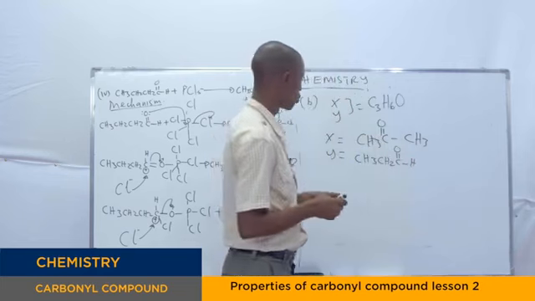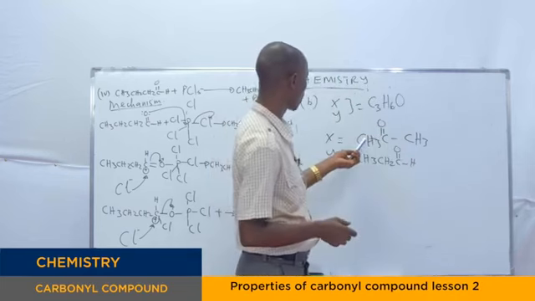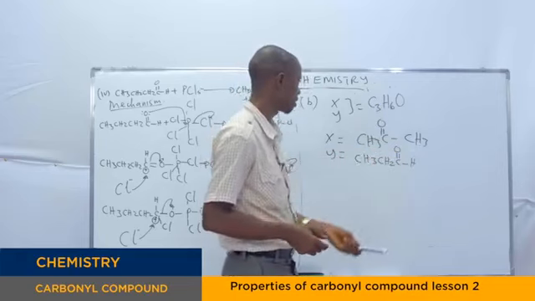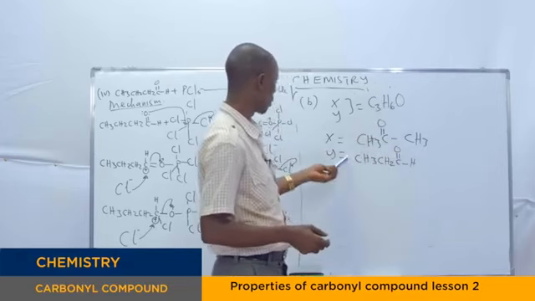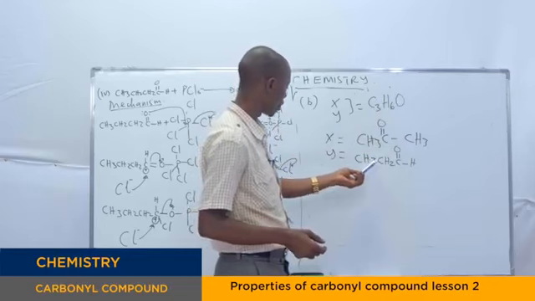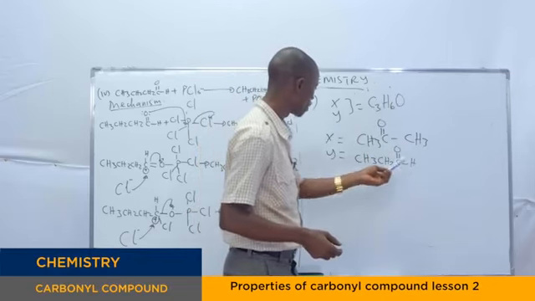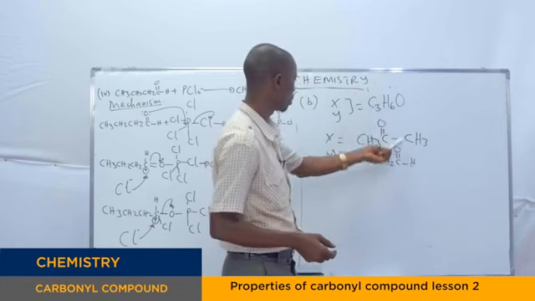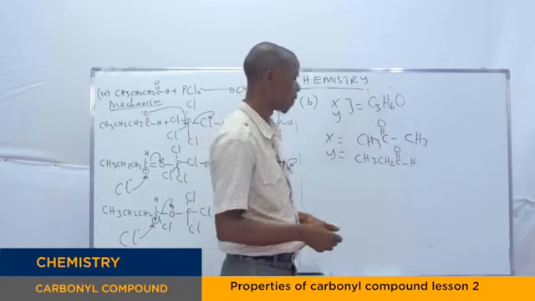aldehyde. So when you look, we are going to have 3 carbon atoms, 1, 2, 3, as required. Hydrogen atoms, 3 plus 3, 6, as required. Oxygen atom, that one. Even for Y, we are going to have 6 hydrogen atoms. Carbon, 1, 2, 3, as required. Oxygen, 1. So it is simple.